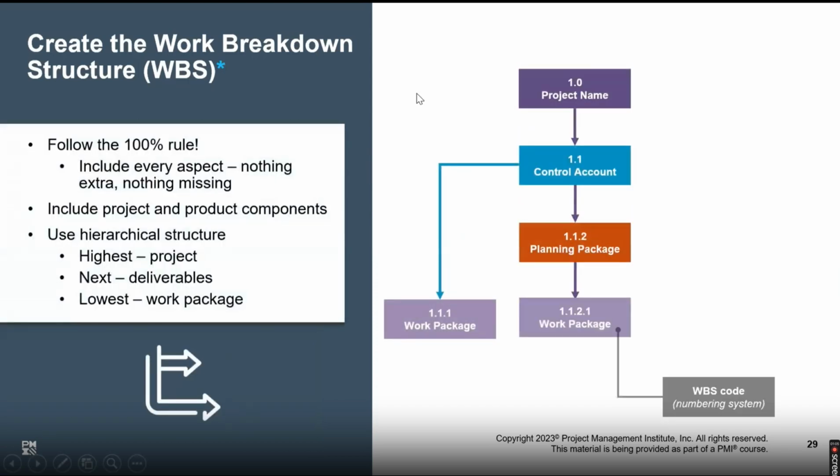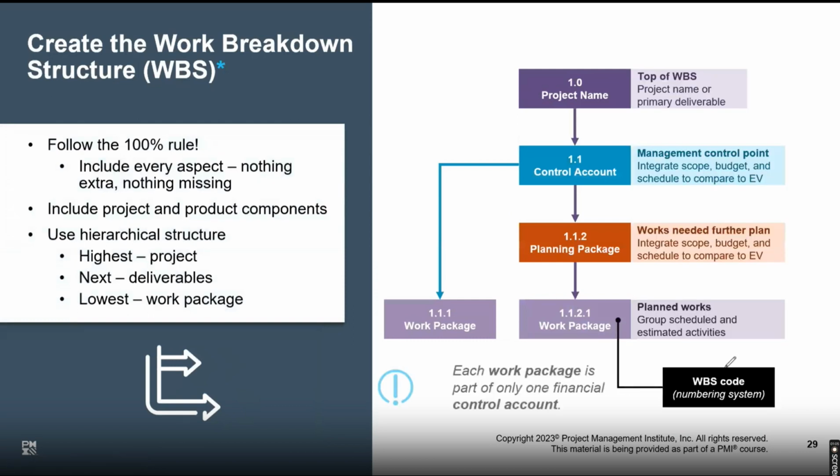Now, since we have seen that structure, this will make better sense. For the WBS code, we have a numbering system. We know that each work package is part of only one financial control account. We now know what a control account is. And a work package is the smallest unit of work, done at its lowest level.